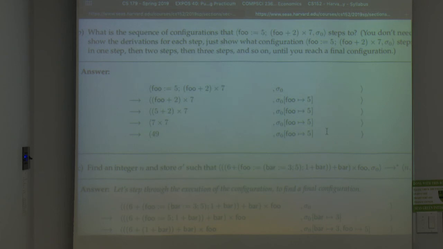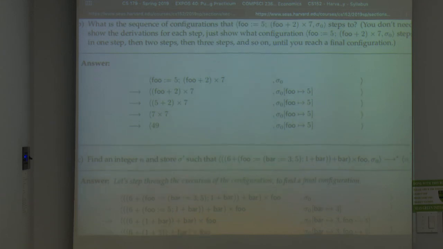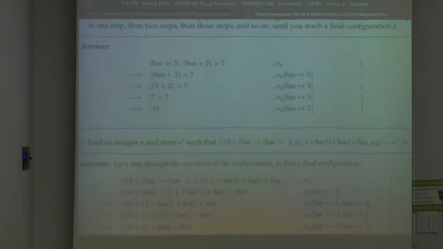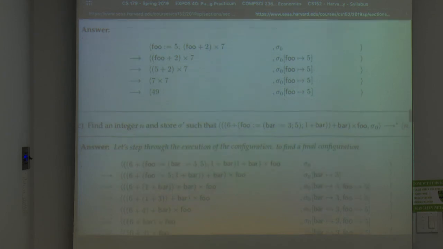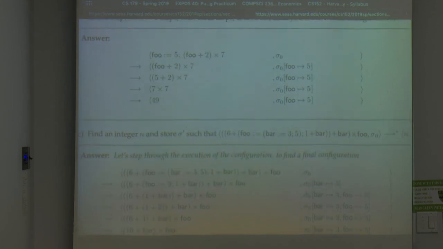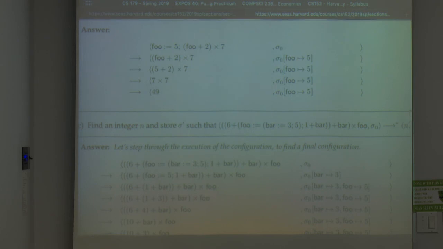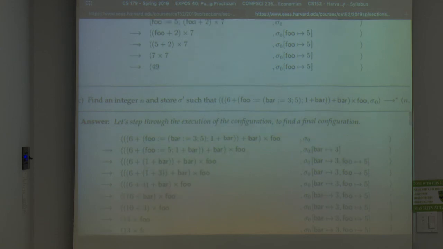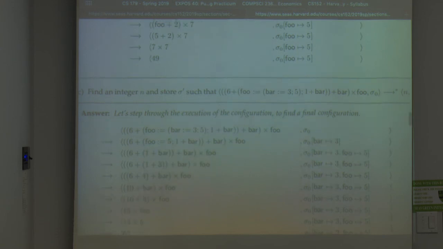What's our next step in evaluating this configuration? The bar, or like the 3, gets substituted in. Exactly. Do we change the store? No. Then we do the addition of 1 plus 3, and then the addition of 6 plus 4. Does the store change? No. And then bar gets substituted in. Exactly. And then 10 plus 3 becomes 13. Exactly, and then one more substitution, and another multiplication. That's it.